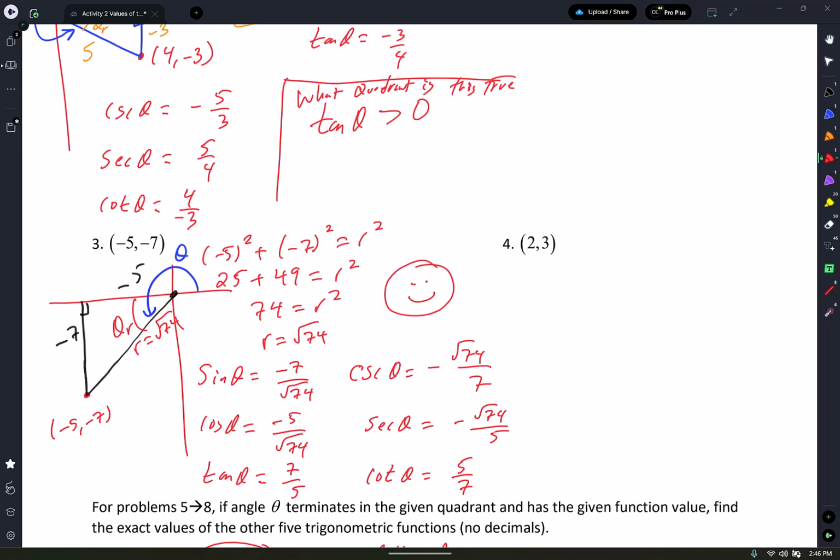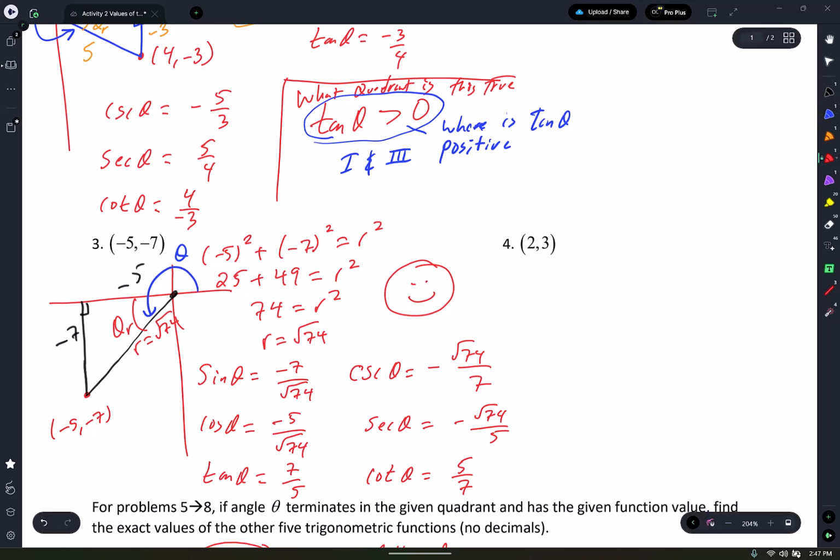The third. By the way, I don't know if you guys know. Whenever you see tan theta greater than 0, what it really means is, where is tan theta positive? That's what it really means. What two quadrants is tan theta positive? In quadrant 1 and quadrant 3. Does that make sense?